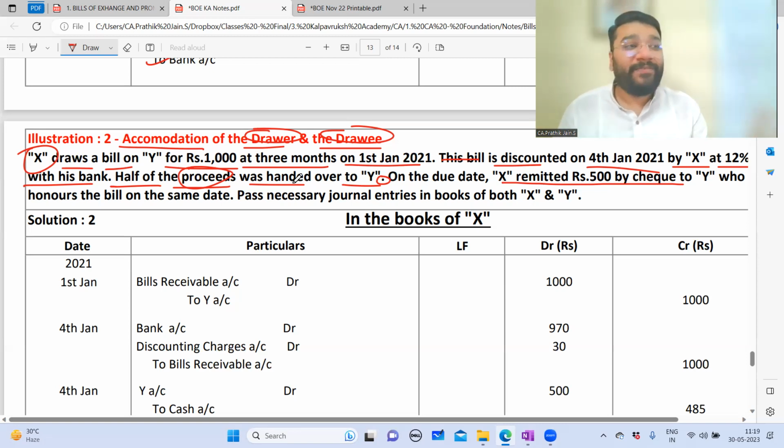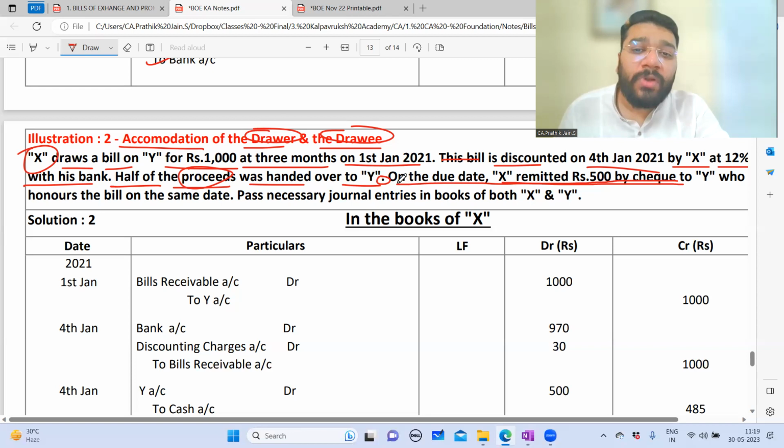Now see the meaning. First you said, half of the proceeds was handed over to Y on the due date. I'm telling you, it is not like that. Half of the proceeds were handed over to Y. Full stop. On the due date, X remitted 500 to Y. The meaning is changing. If you don't give respect to this comma and full stop, the entire meaning will change, and the entire course of answering will change. So half of the amount is handed over to Y. On the due date, X gave 500 rupees by check to Y, who honors the bill on the same date. Pass necessary journal entries in the books of both X and Y.